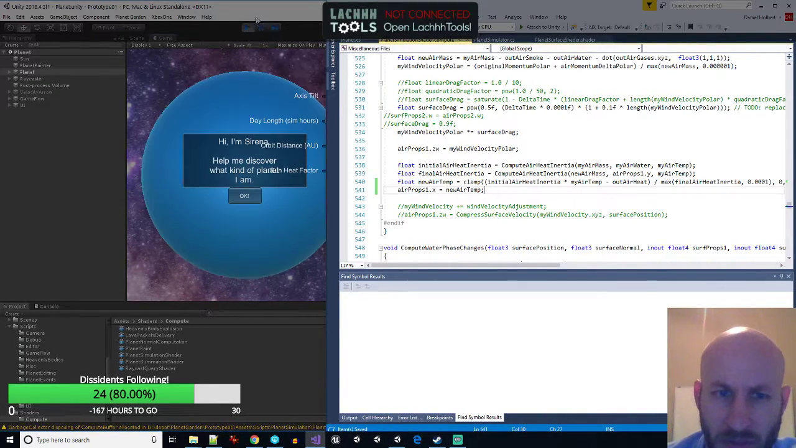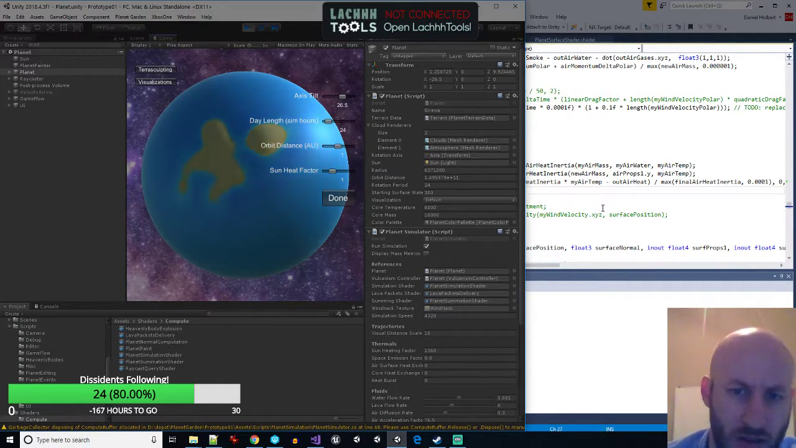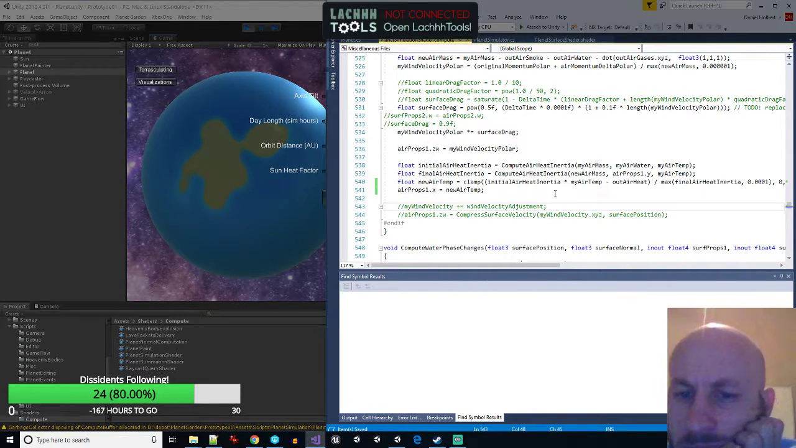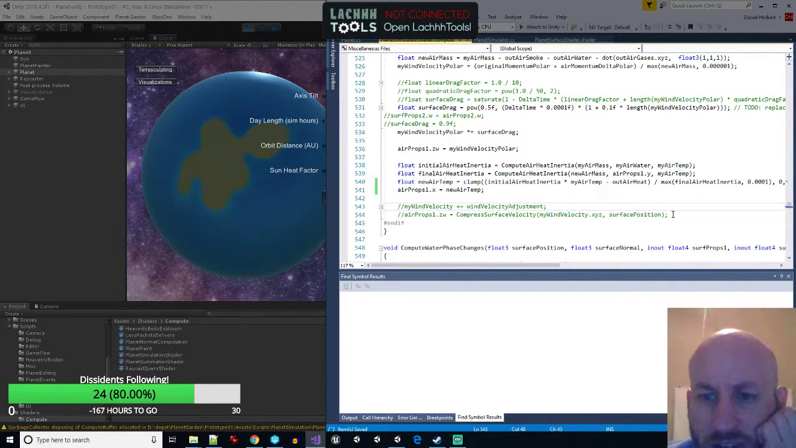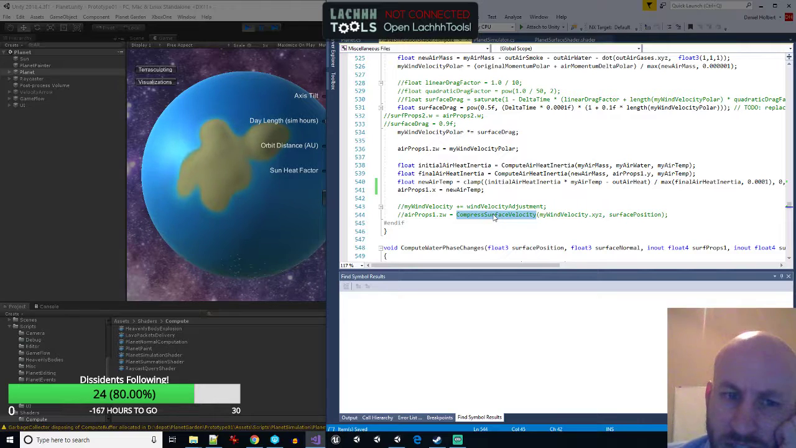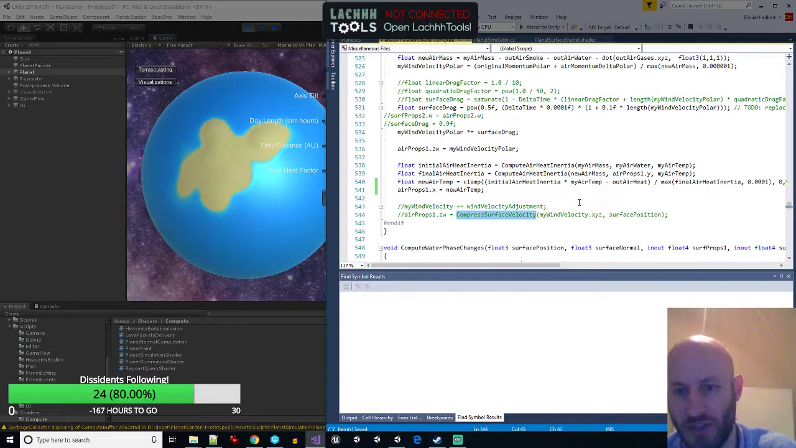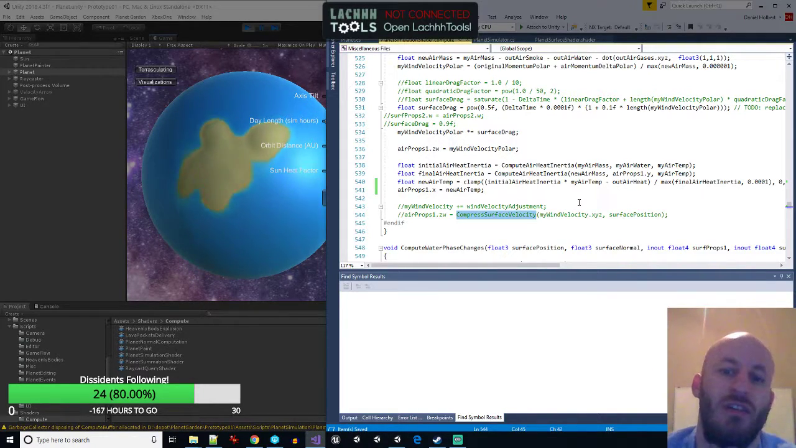Wait, let me re-enable that code there and see what happens. This right here that I've commented out: I stored my velocities, like wind and stuff, in what I call local polar coordinates, which are basically how much is it along the latitude and how much is it along the longitude.